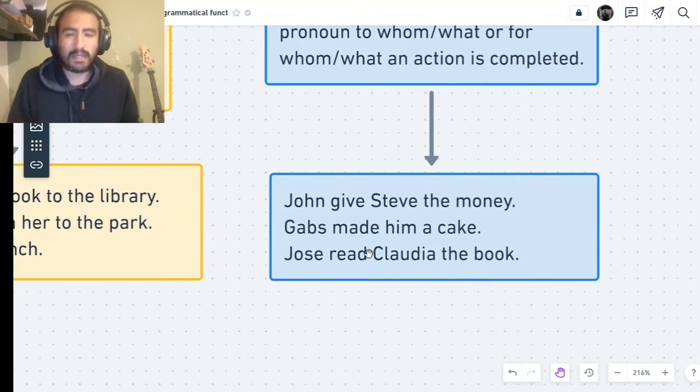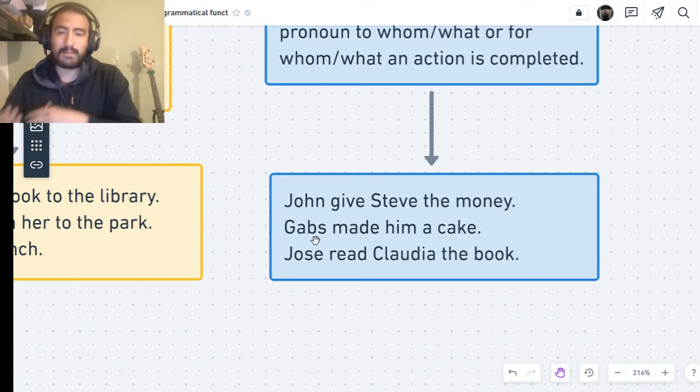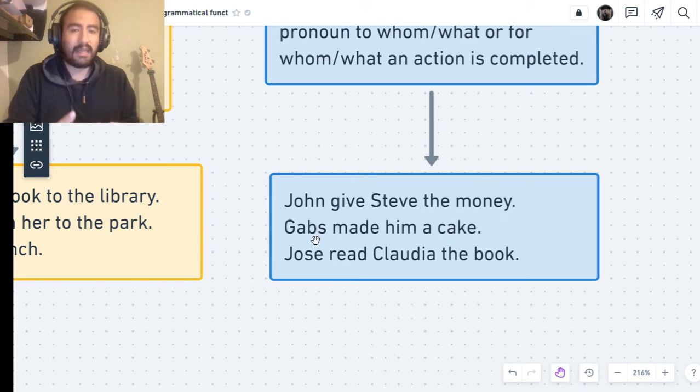And the next one, it's Gabs made him a cake. What is Gabs doing? Gabs is making a cake for who? For him. So him is the indirect object.